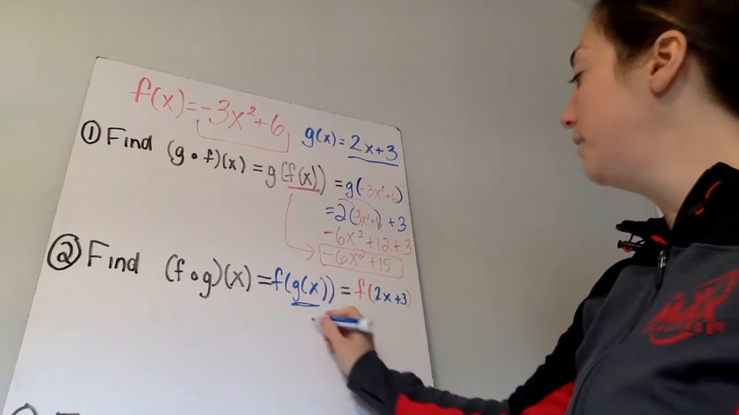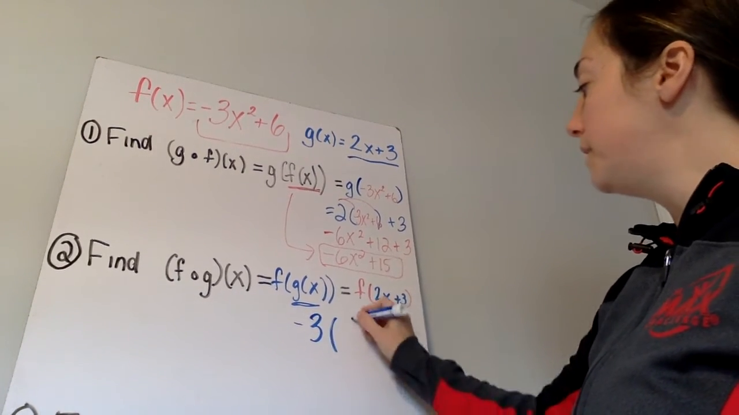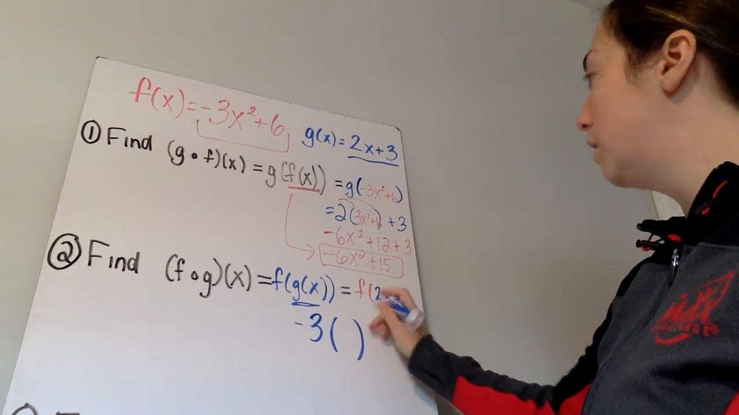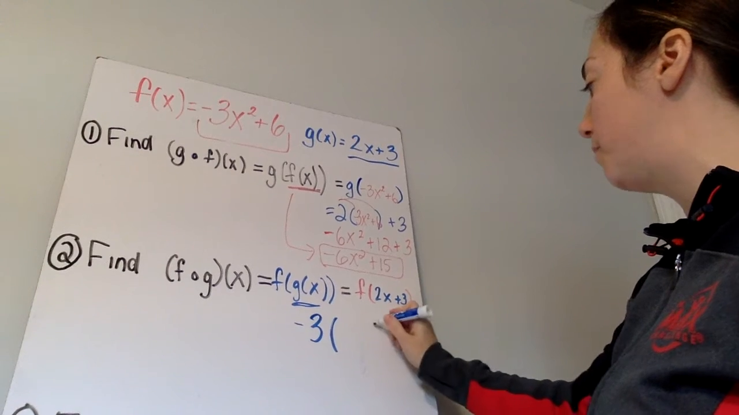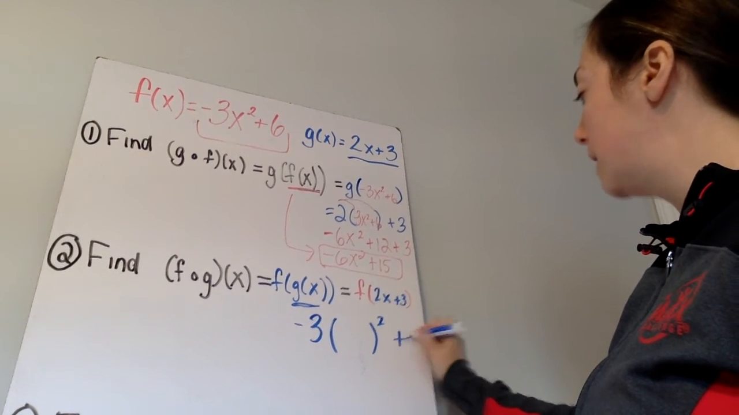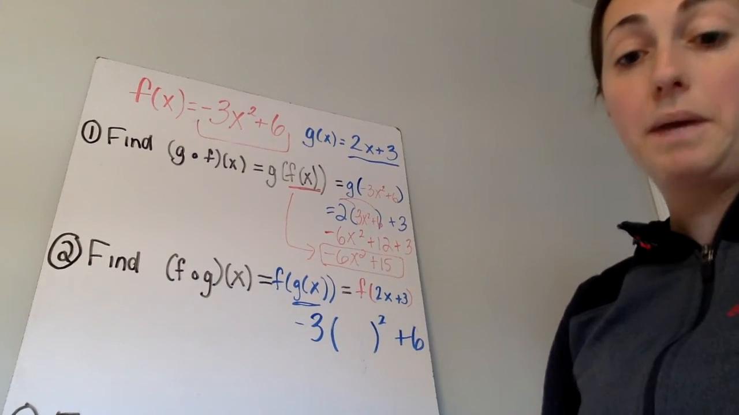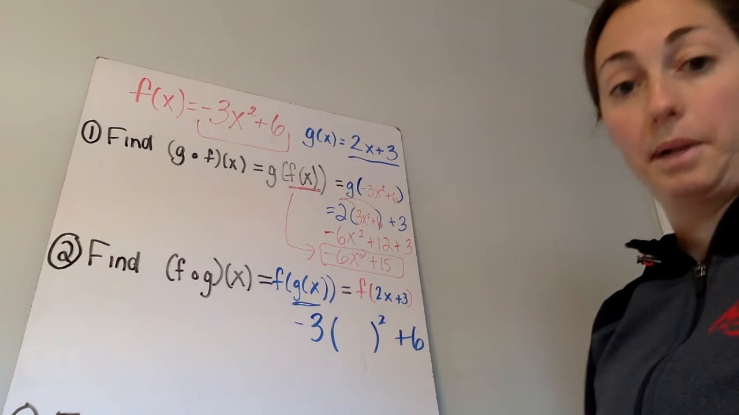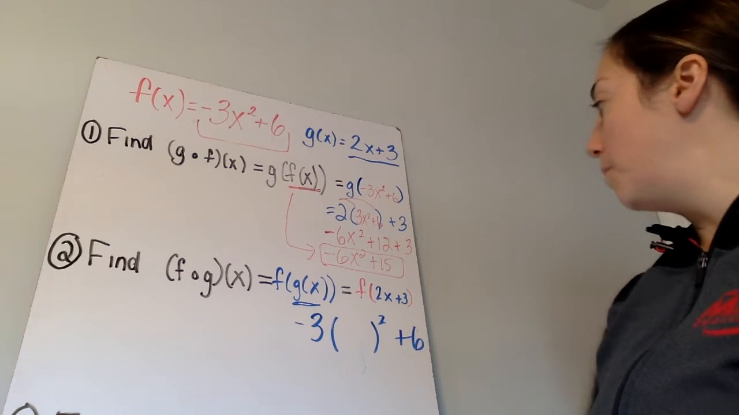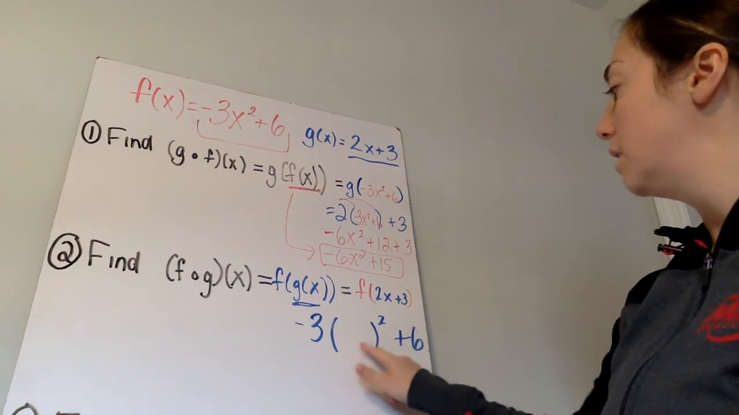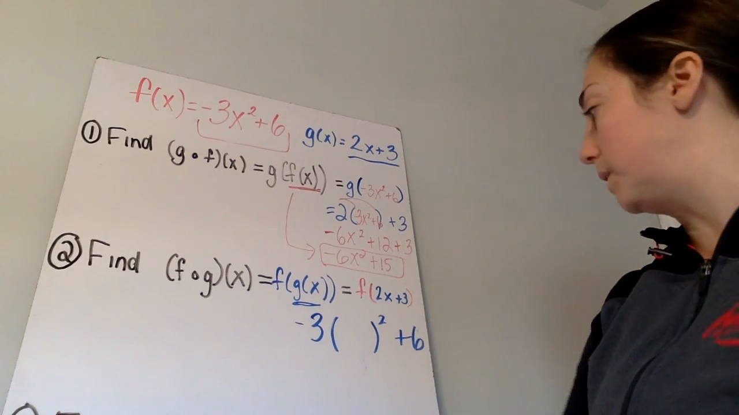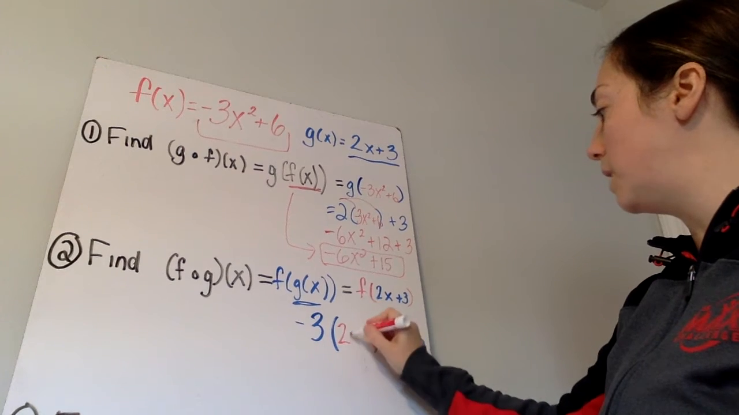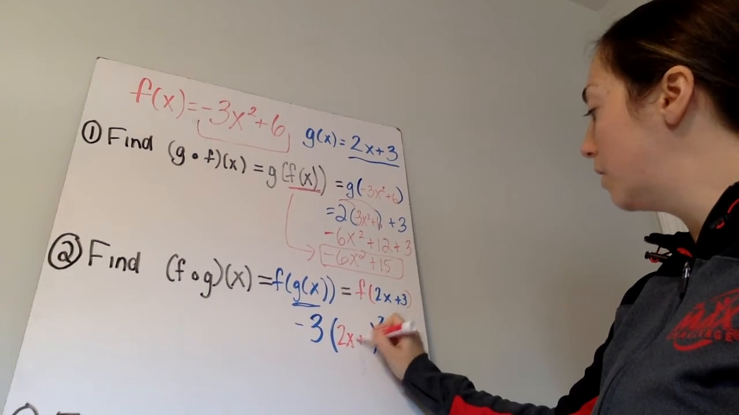I have my negative 3, parentheses squared. I'm going to need a little bit more room than just an x, so I'm going to open that up a little bit further. Squared plus 6. And this is a big problem. I do need a lot more room than I'm allowing myself. And what is this that goes in for x? Well, 2x plus 3 gets replaced there. So that 2x plus 3 goes there.